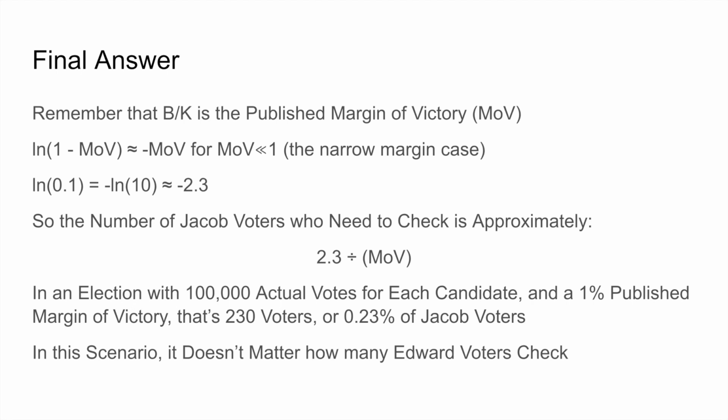In an election with 100,000 actual votes for each candidate and a 1% published margin of victory, that's 230 voters, or 0.23% of Jacob voters. For reference, every election to the U.S. House of Representatives gets around 200,000 total votes. In this scenario, it doesn't matter how many Edward voters check.